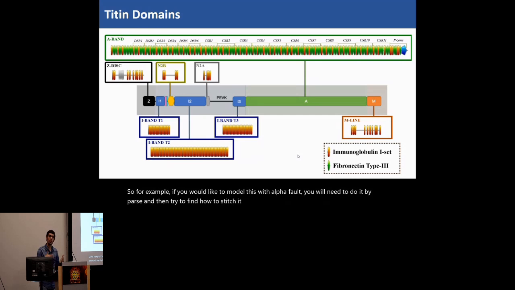If you want to do molecular dynamics or other physics-based methods, you would also need to break it into parts and then try to find how to combine this data. And experimentally, if you want to do biophysical characterization, for example, thermal stability or things like that, you will also need to express it by domains because the protein itself would be too big.